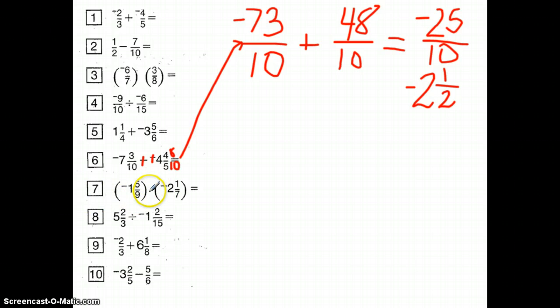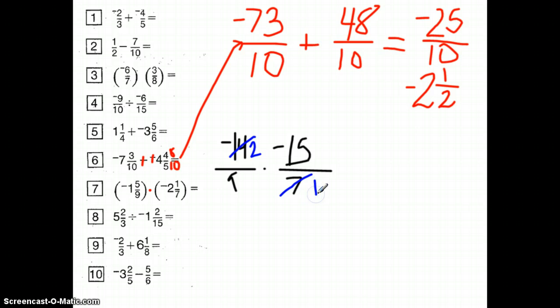Number 7. Ooh, multiplication problem. What do you always have to do? Multiplication. Yeah, make it improper first. So 1 times 9 plus 5, negative 14 over 9. And times negative 15 over 7. So I look, hey, is there anything that I could simplify first? 14 over 7 is the same as 2 over 1. Is there anything I could simplify with 15 and 9?